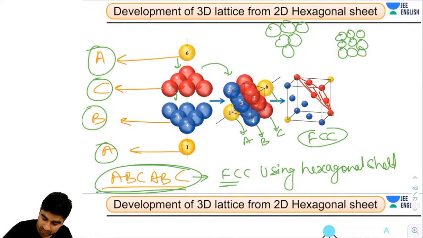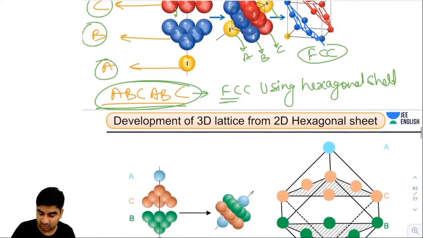and these three are in another plane, right? Their planes are different, right? Any doubt? Any doubt, guys? So now we have FCC using hexagonal sheet.